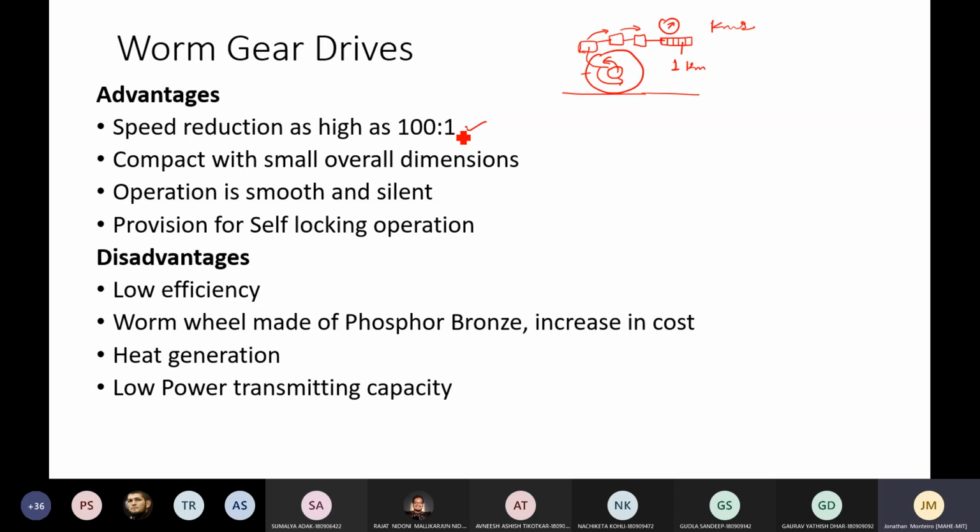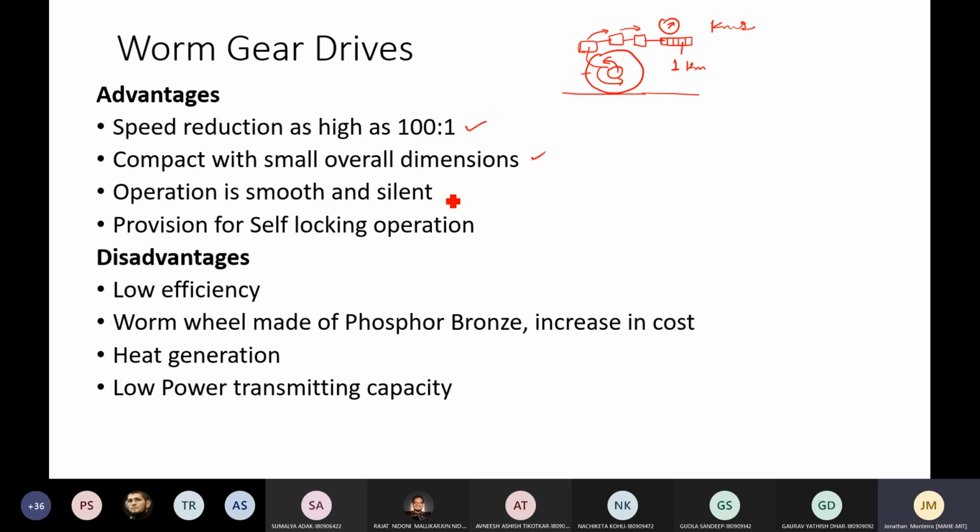100:1 means it's a very huge difference. But with a worm and worm wheel combination, you can make it very compact, and compactness also means a large savings in material, a very large savings in material.